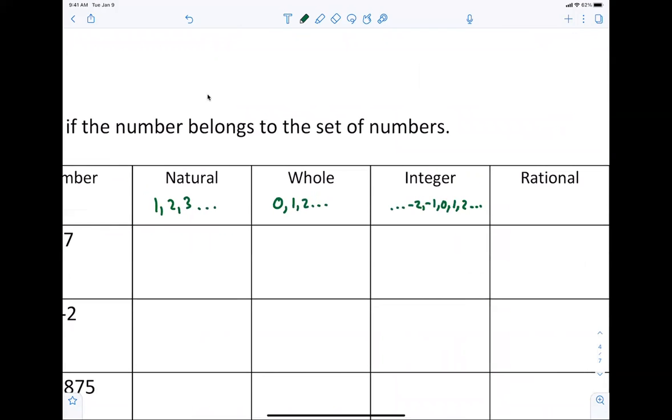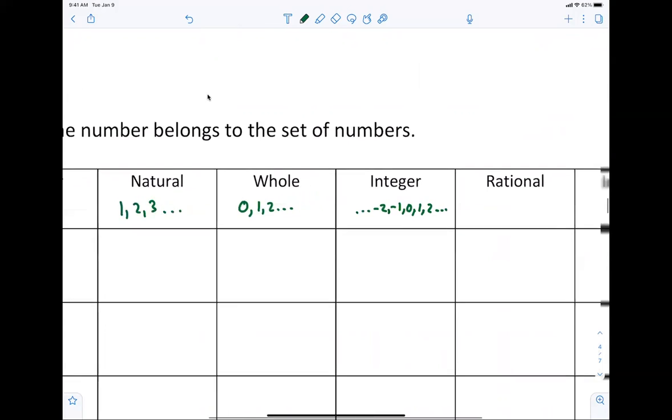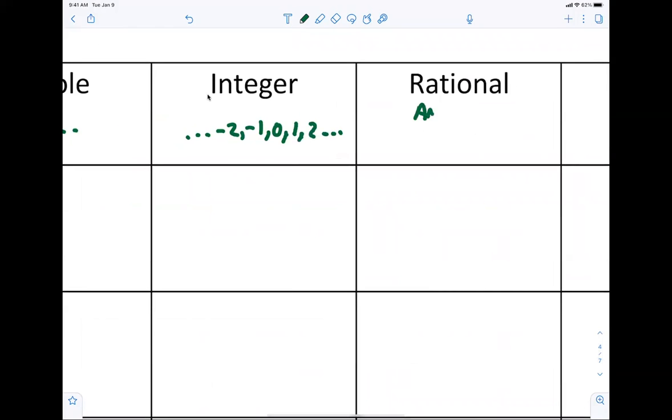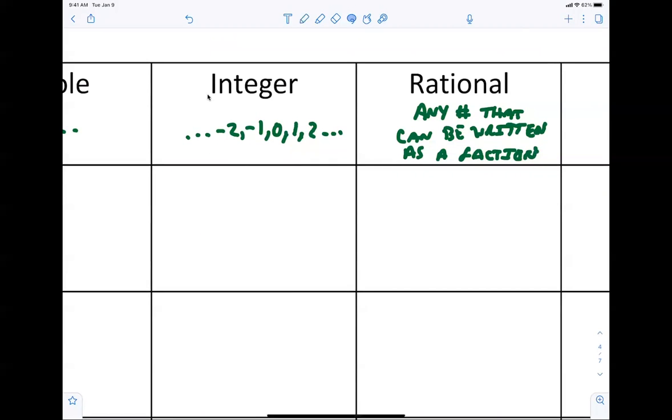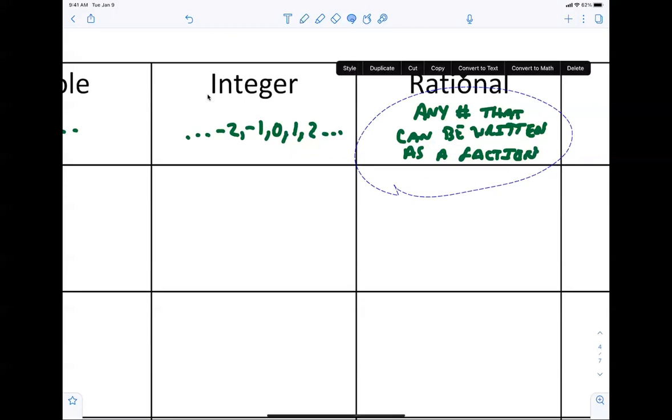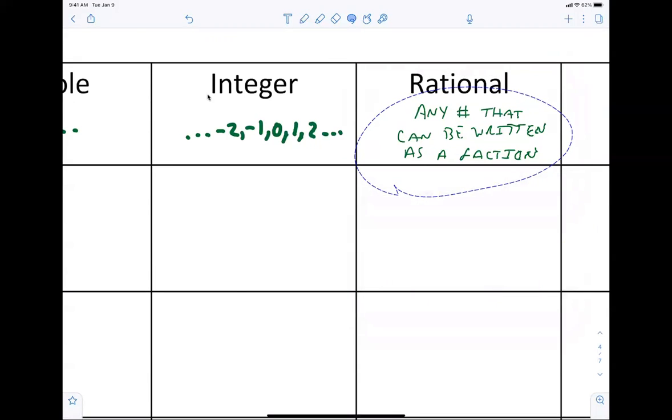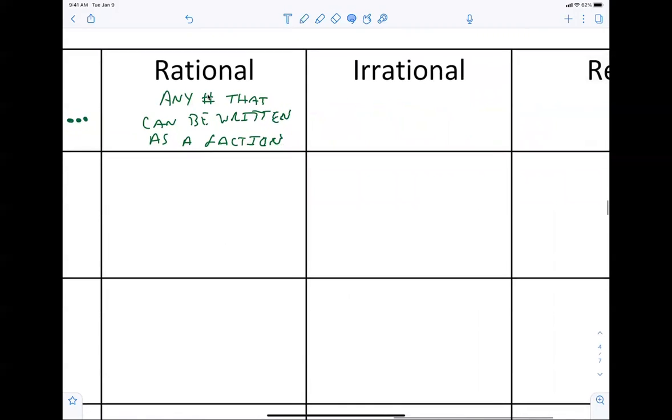All right, now who remembers rational? Wait. Tell me. Yes, right, any number that can be written as a fraction. Make sure you write that down. Any number that can be written as a fraction. Hey, guys, come on, stay focused now. So irrational is any number that cannot be written as a fraction. All right, that's what I want.